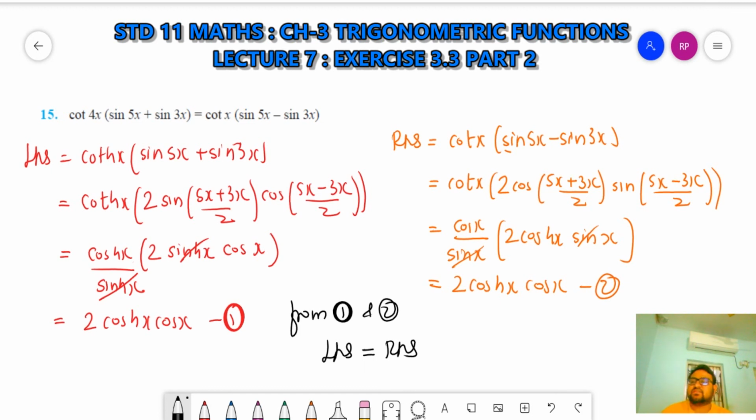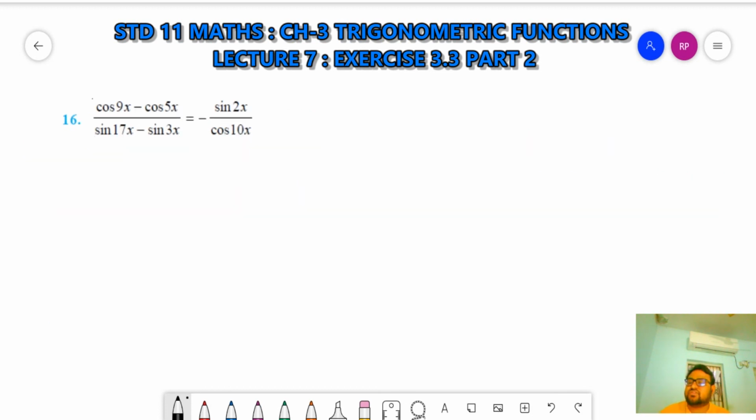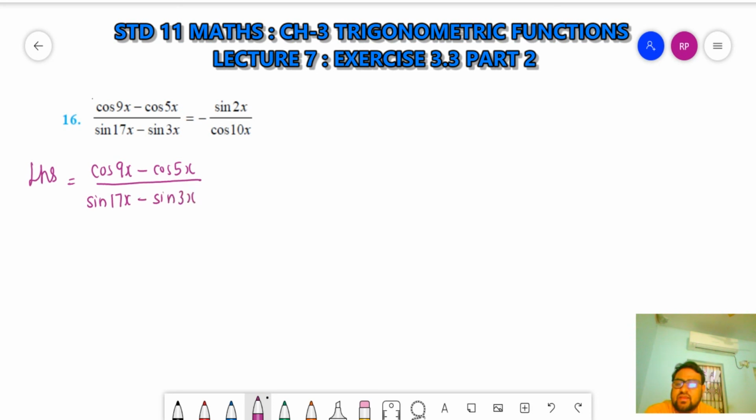Now let's move to the next, that is question number 16. Question 16: you have to prove (cos 9x − cos 5x) upon (sin 17x − sin 3x) is equal to −sin 2x upon cos 10x. Okay, so let's start with LHS. LHS equals (cos 9x − cos 5x) upon (sin 17x − sin 3x).